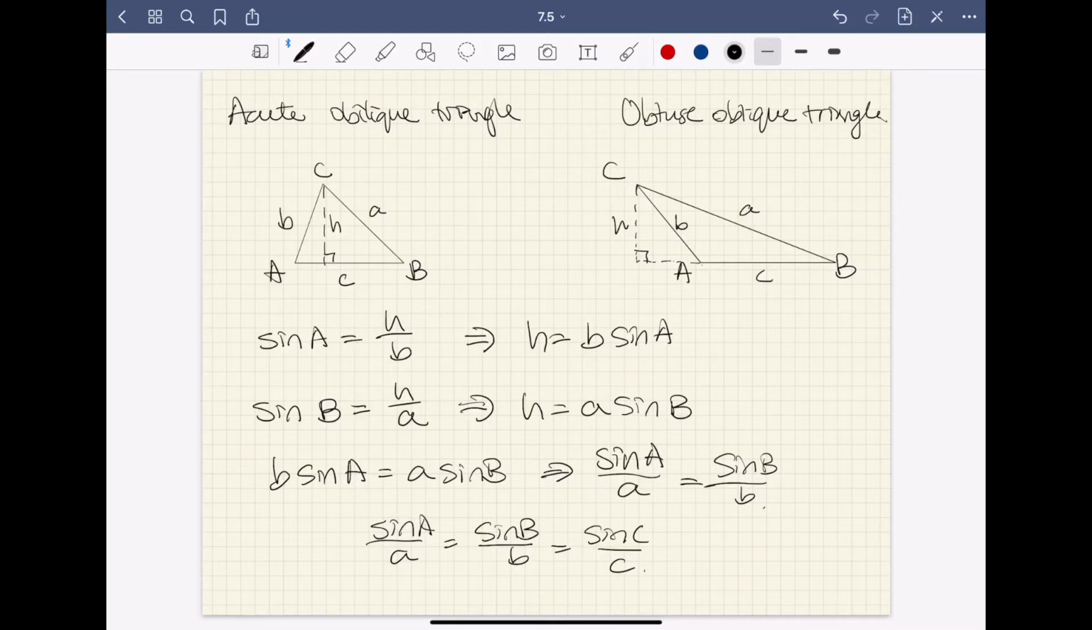Using the sine law, it's very easy for us to find the sides or the angles. We don't have to do it like what we did in the previous video from last week. We can just apply the sine law, plug the numbers into the equation, and find the missing value.